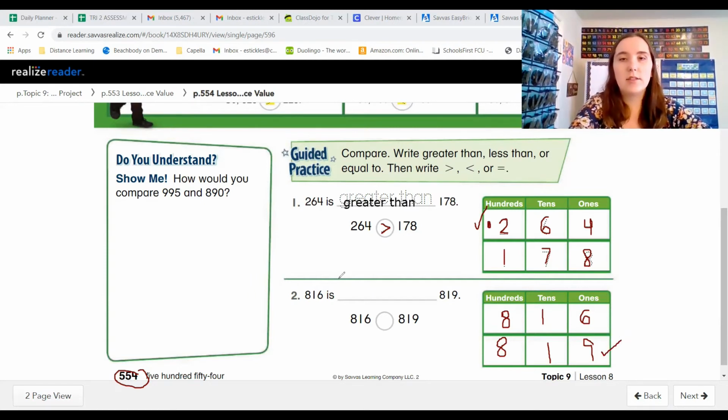So let's figure out how we should write this. 816 is it greater than or less than 819? It's less than, because we figured out that 819 is the bigger number. So we're going to say less than. Okay. Make sure you're doing this all with me, friends. So this is our sentence. 816 is less than 819. Now we have to pick our symbol. So we have our two numbers here. Our symbol needs to be open towards 819 because that's the bigger number. So we're going to use the less than symbol, just like that. Great job. Let's go watch our other quick video.